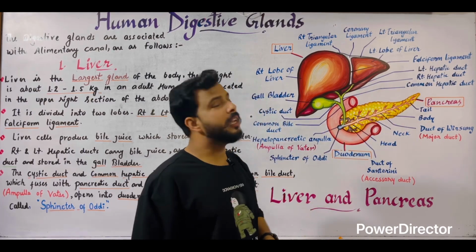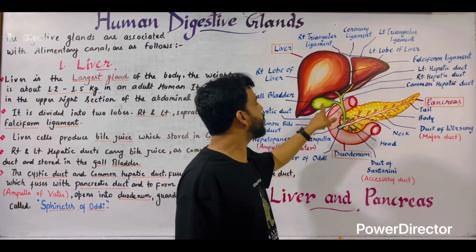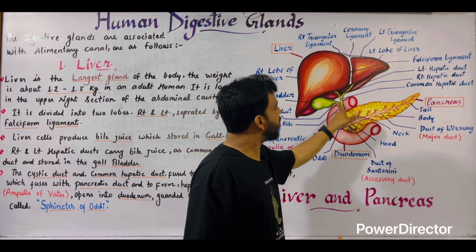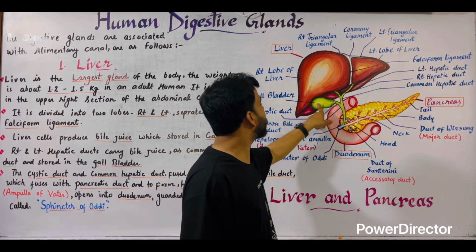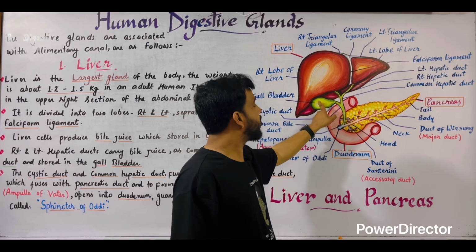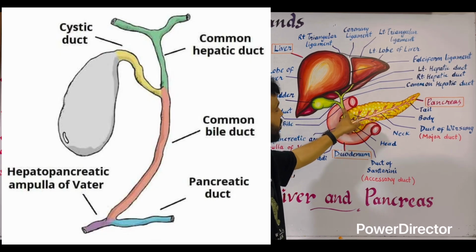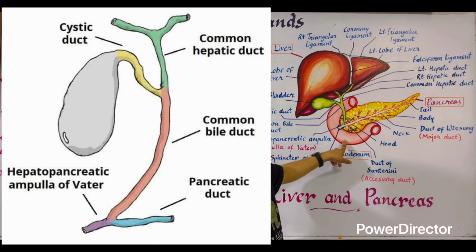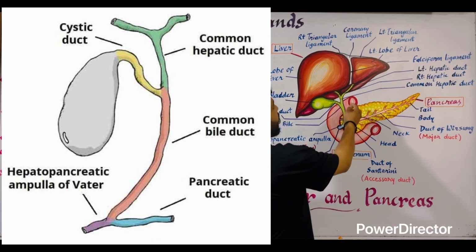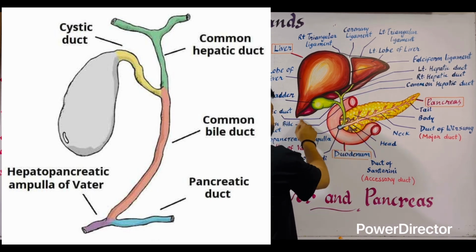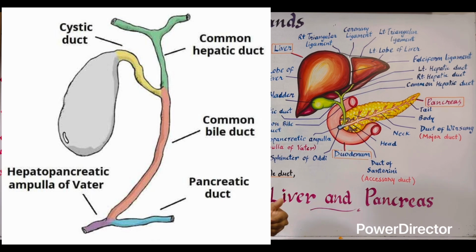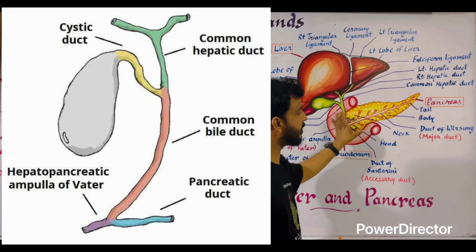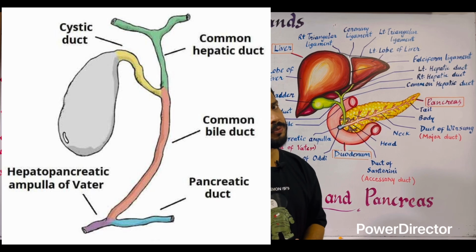When our body requires the bile juice, the bile juice enters into the cystic duct. The cystic duct arises from the gallbladder. This cystic duct carries the bile juice towards the duodenum, but before that it fuses with the common hepatic duct. When the cystic duct and common hepatic duct fuse together, they form the common bile duct. This common bile duct is further attached to the pancreatic duct. This is the pancreas, which also produces digestive juices.